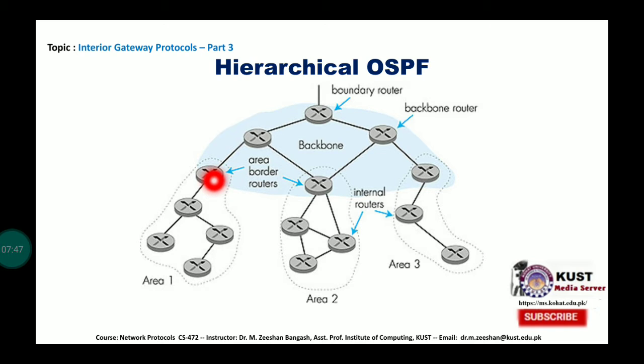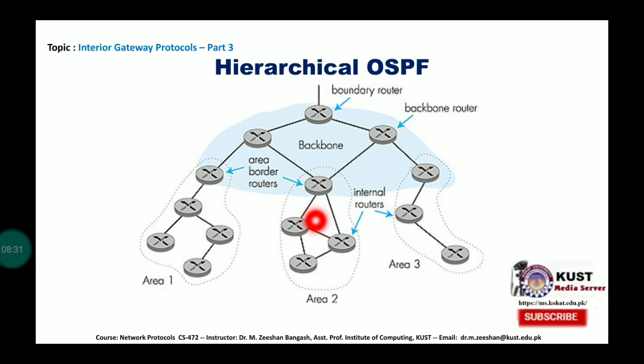For example, this is the area border router for area 1, and similarly this is the area border router for area 2, and similarly this is the third area border router. Through these area border routers, which comprise the first level, they are connected to the backbone routers. So this is the backbone router that is connecting area 1 with area 2. Similarly, this is the backbone router which is connecting area 2 with area 3, and then the complete set of backbone routers is connected with a boundary router.